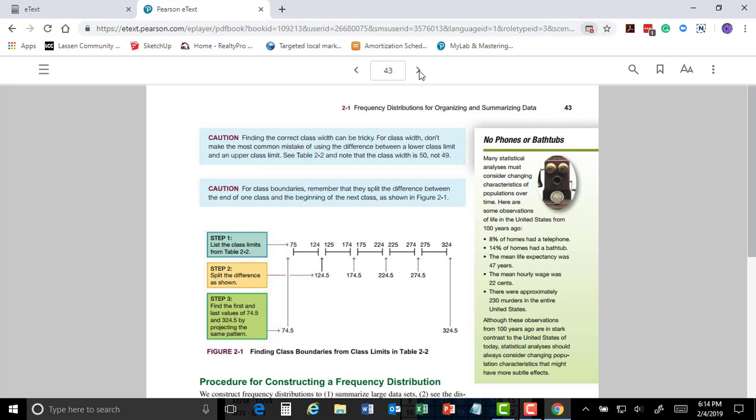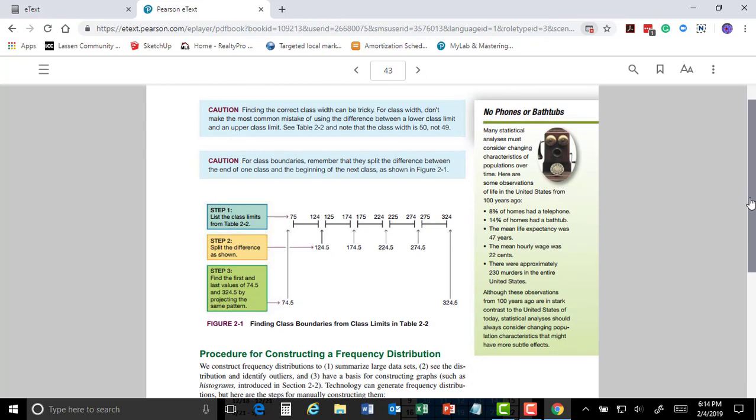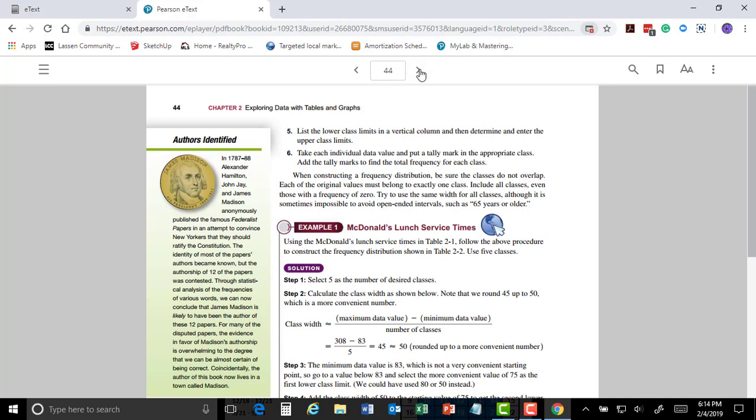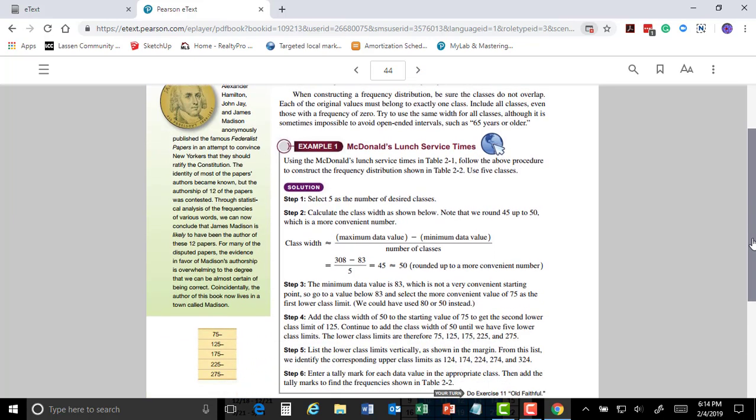All right? Bring it down. This is a good way to go through the book. There's the maximum data point. There's the minimum data point. That's the number of classes that you want, the number of cells. In this case, each cell is rounded up to 50. You just have to play with it. It's not that bad.